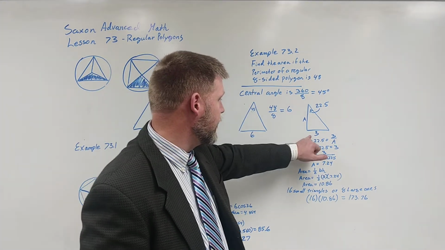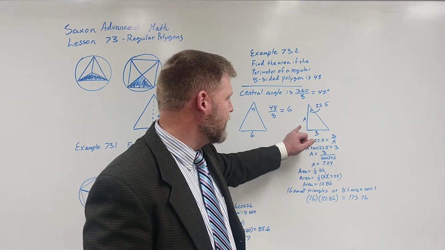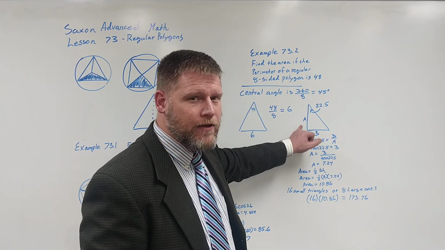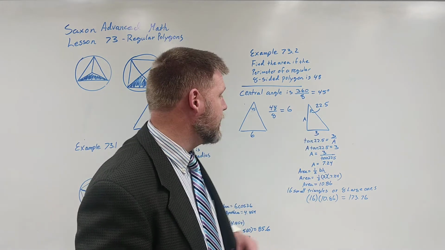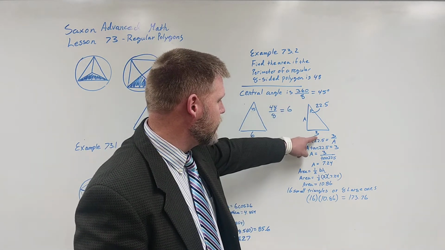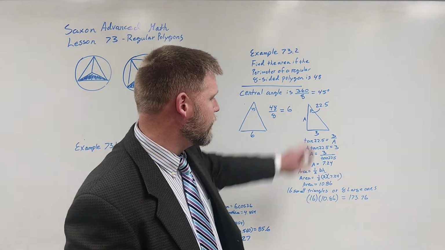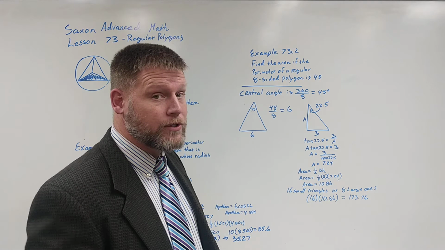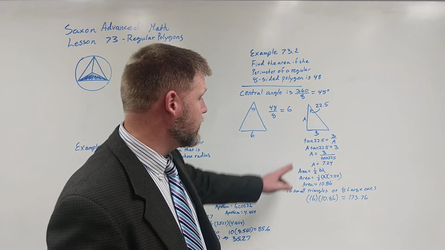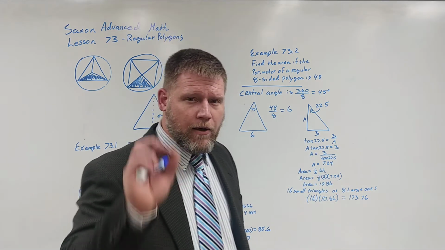Half of 6 is 3. Half of 45 is 22 and a half. Now I have something I can find an apothem on. The apothem is going to be, once again, the height. So I go back to my trig knowledge. Which side is 3 corresponding to 22.5 degrees? Well, that's the opposite, and I'm looking for the adjacent. So I'm going to use the tangent, opposite over adjacent. So the tangent of 22.5 equals 3 over a.